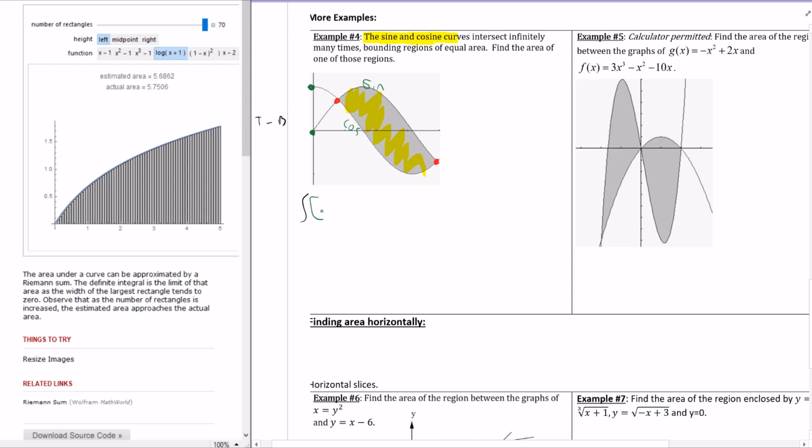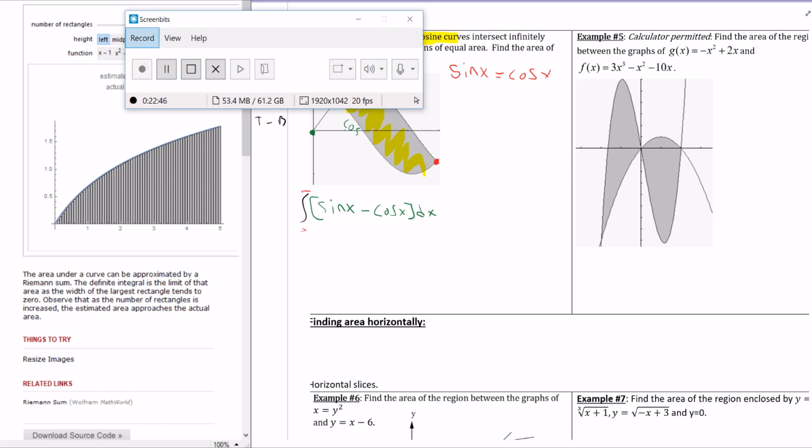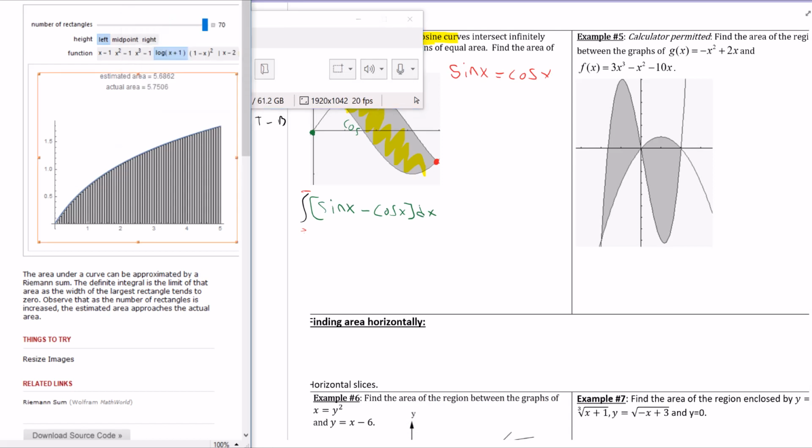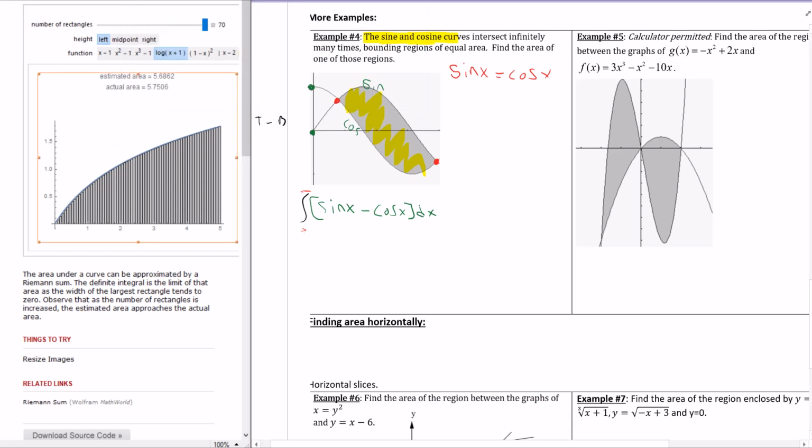So our integral should be sine x minus cosine x, because in the interval we're trying to find, sine x is on top. And the next thing we need to find is, what are my limits of integration, right? What are those two red points of intersection? Again, to find this, we set sine x equal to cosine x. And we ask ourselves the question, when does sine x equal cosine x?